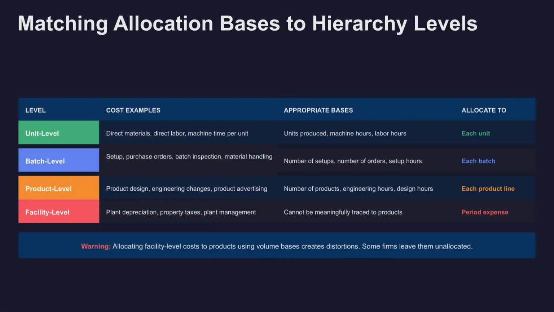This table clearly aligns cost allocation bases with cost hierarchy levels. Notice the color-coded rows distinguishing unit, batch, product, and facility levels. The warning reminds us that using volume bases for facility-level costs may create significant distortions in cost analysis. Focus on precision care.